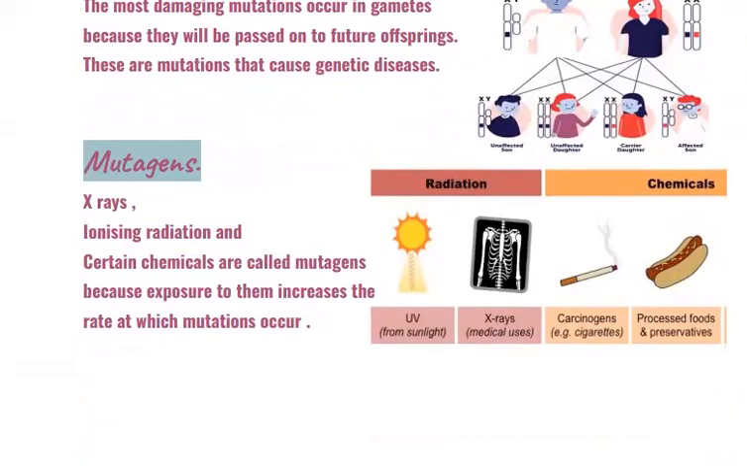Mutagens. X-rays, ionizing radiation, and certain chemicals are called mutagens because exposure to them increases the rate at which mutations occur.